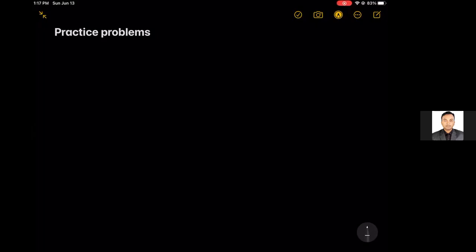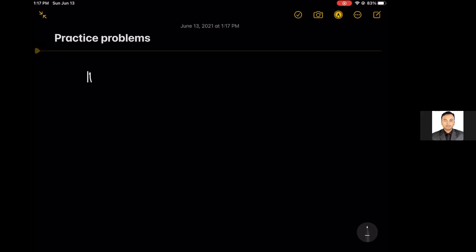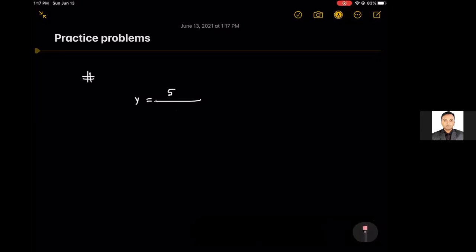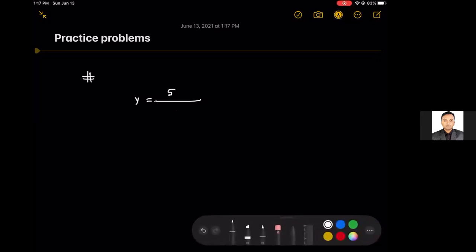All right, so I'll start with this problem. What happens when you have a fraction like this? Let's say your y is a fraction, okay? Anything, let's say a 5, and then a function of x, okay? Then what happens? Let's see one example of it, okay? Let's say we have 2x minus 3, just an example, 2x minus 3 in the denominator, and of course in the numerator we have 5.